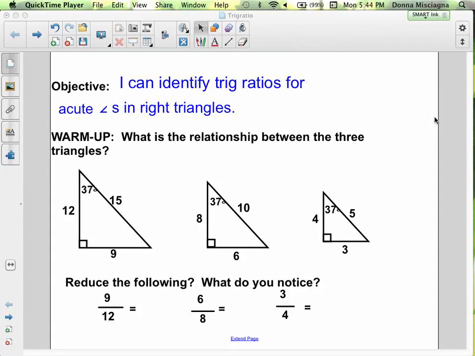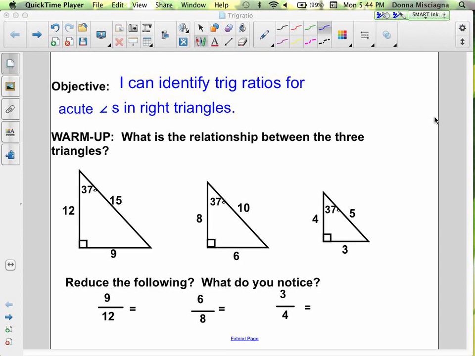Welcome. In this podcast, we're going to learn to identify trig ratios for acute angles in right triangles. So a warm up here, what's the relationship between the three triangles? Notice that all three of these triangles are right triangles.